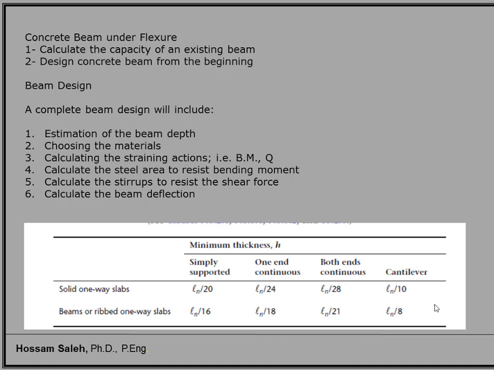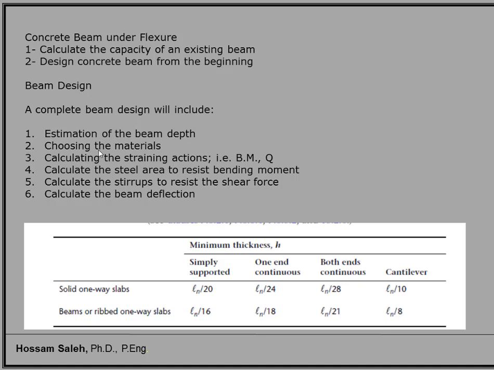If you are using this table, which is Table 9.2 in the Canadian code, then you don't need to calculate the deflection of the beam. If you don't follow this ratio, then the deflection of the beam should be calculated. That's number one. Number two, for the estimation of the beam depth, we have to look at the architectural drawing to see what is the depth and the clear height available on the drawing, and then we can finalize the depth of the beam.